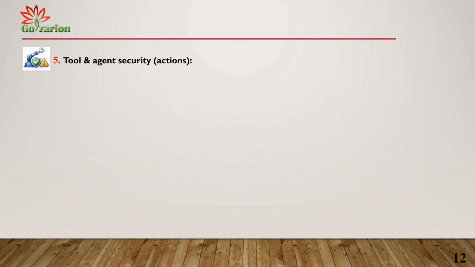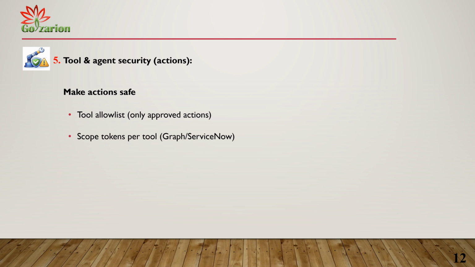Next, tool and agent security. If your assistant can call tools like Graph API or ServiceNow, the risk increases significantly. So treat tools like production critical actions. Use an allow list of approved tools. Scope tokens per tool and per action. Add user confirmation for high-risk steps. And apply rate limits and abuse protection.